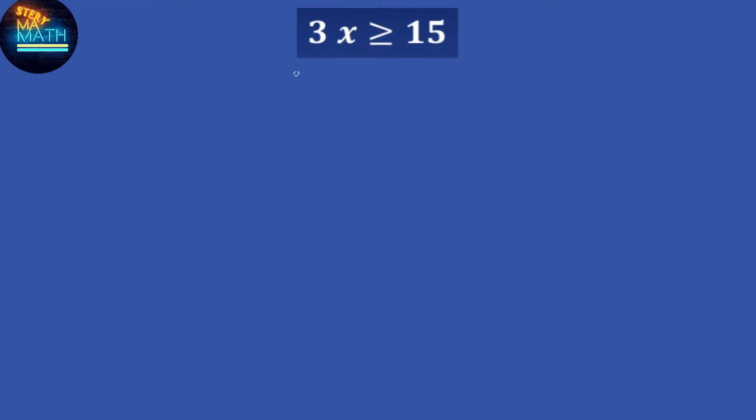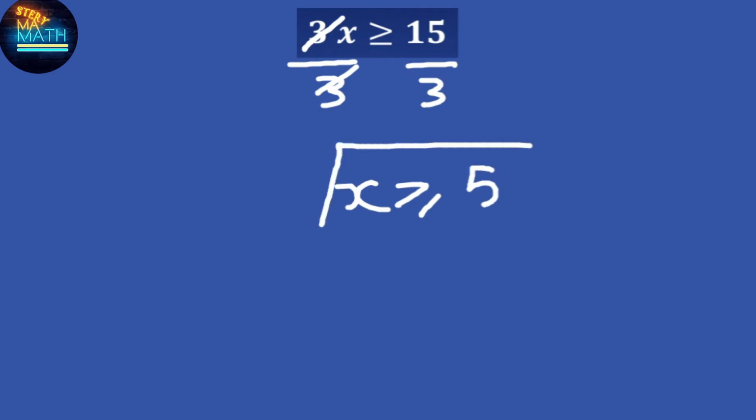Here 3x is greater than or equal to 15, and the coefficient is 3. So you will divide by 3. 3 and 3 cancel out, so x is greater than or equal to 15 divided by 3, which is 5. And you can represent it on the number line and represent it as an interval notation.